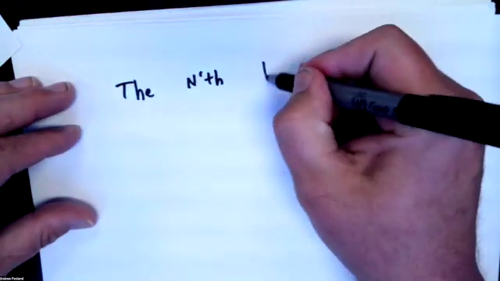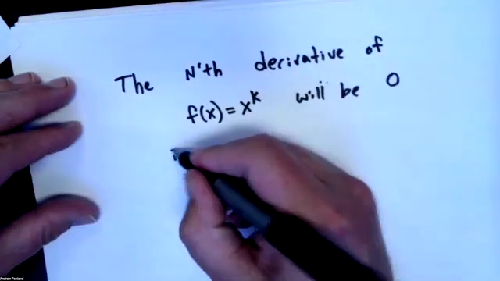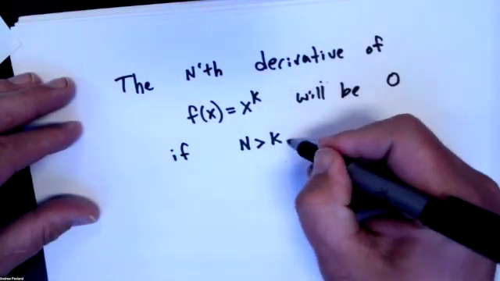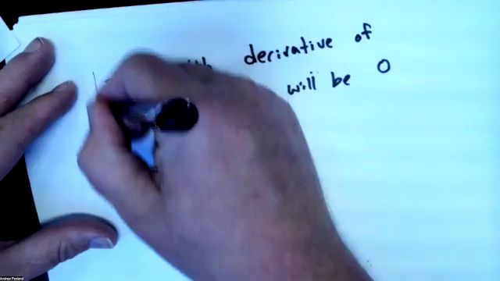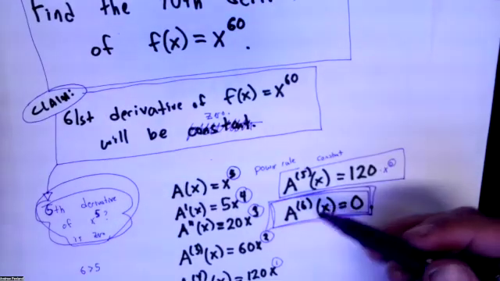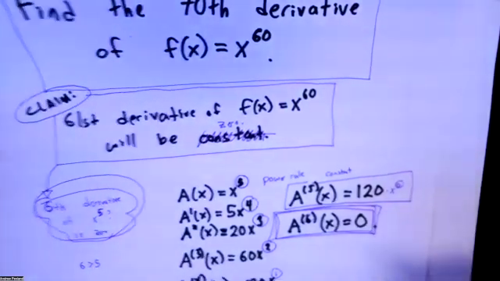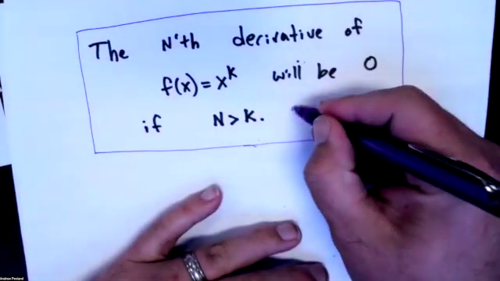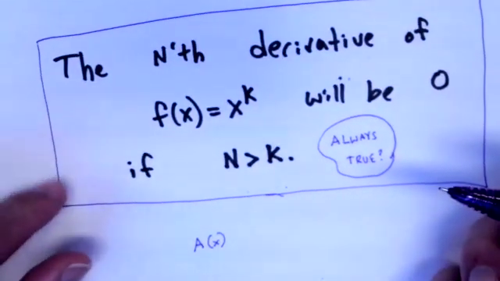Okay, so you're saying the nth derivative of f of x equals x to the k will be 0 if n is greater than k. Is that your statement? That's a good thing to investigate. We have one example where the derivative we were taking was higher than the power and the derivative was 0. The question is, is this always true? So what are the conditions on n and k here?